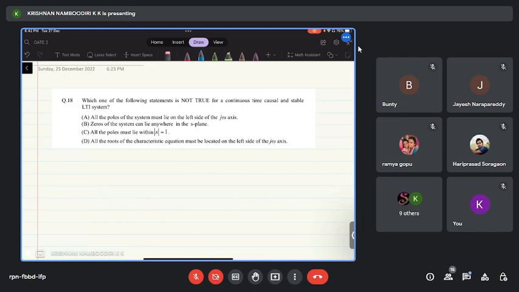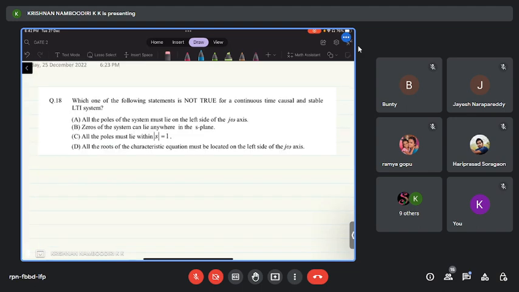This is a question related to LTI systems. Which one of the following statements is not true for a continuous time causal and stable LTI system? Can somebody tell? I'm not going to read out the options. There are 4 options given. The LTI system is a causal and stable one, and there are 4 statements given regarding that. One of them is not true. Which one is correct?